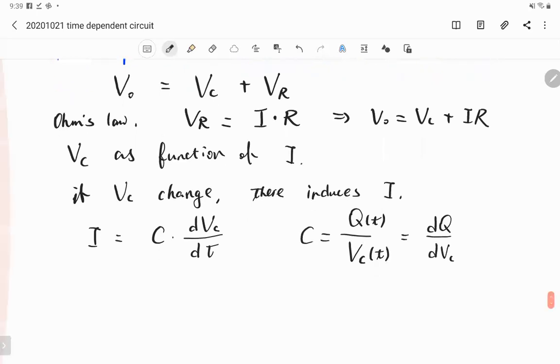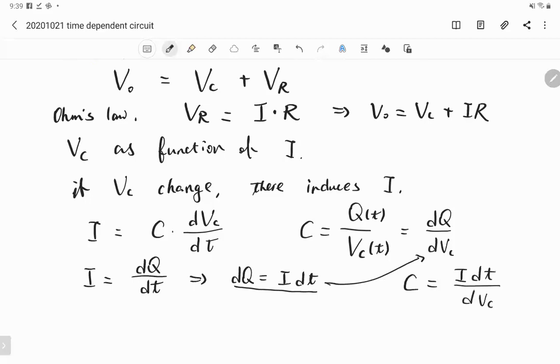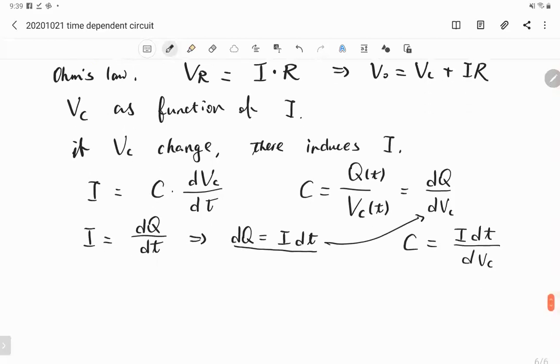Use derivative. And we know the definition of the current actually is the derivative of the charge over time. That's the change rate of the charge. So I can solve the charge in a small piece of time interval. That would be the current times the time interval. And I plug this part into this equation. I will get the capacitance equivalent to I dt over dV on the capacitor. Then I can solve the current on the capacitor. That will be C times dV on the capacitor over dt. So this is how I get this relation.